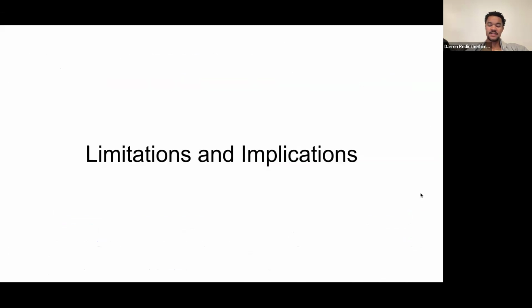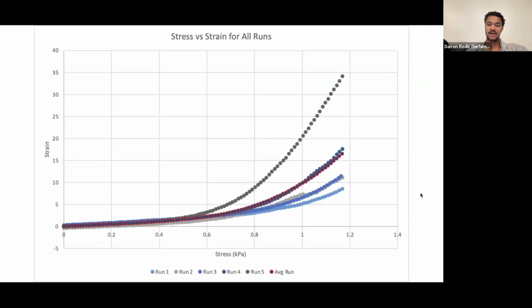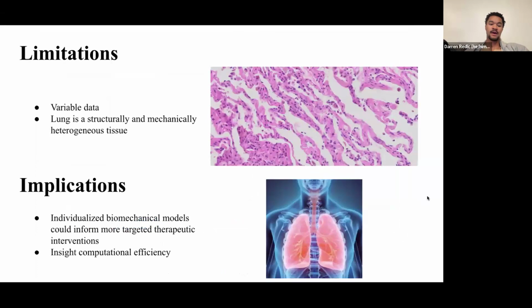Now, if you want to look at the limitations of our data and the implications of our project, here is a stress strain of all of the porcine lungs, including the averaged run in red. As you can see, there is quite a variation between all the stress strain curves, and run 4 is closest to our average model, hence its performance relative to all of the other lung samples. And in general, lung tissue is heterogeneous, and so there are a lot of variations when you're using the Instron to get your stress strain curves, and so that's going to impact the performance of your neural networks.